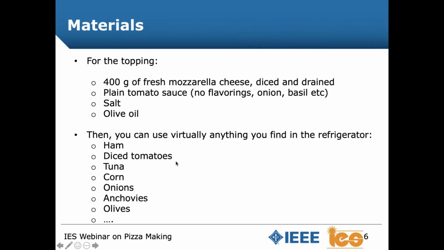And so materials, this is the list of materials. For the topping, 400 grams of fresh mozzarella cheese, diced and drained. I will show you later. Plain tomato sauce. Do not use that American stuff with basil inside, anchovies or whatever. Only tomato, salt and olive oil. Then you can add virtually anything you can find in the refrigerator, even leftovers. I use broccoli in my pizza. And so whatever: ham, diced tomato, tuna, whatever can be used.